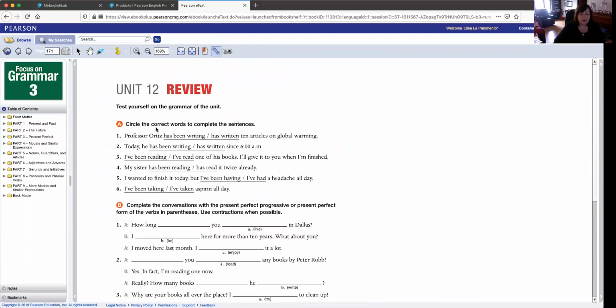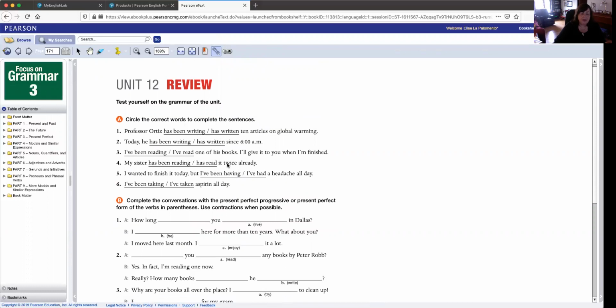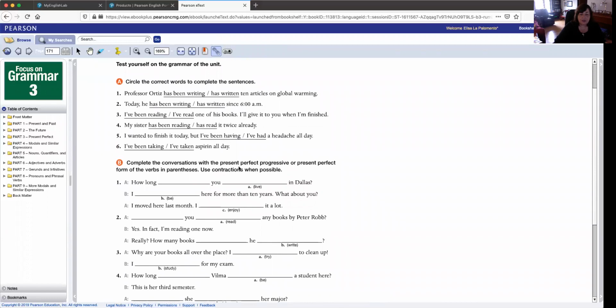In the first one, you're just going to circle the correct words to complete the sentences. You're going to choose between present perfect progressive tense and present perfect tense. In the second one, you're going to complete the conversation with the present perfect progressive or present perfect form of the verbs in parentheses. Don't worry about using contractions, please. So the lines have words under them. Now, some don't, like this one, and the reason for that is because these are questions. So you're going to have either have or has, okay, in this part of the question. How long have, because it's you, how long have you lived in Dallas, for example?